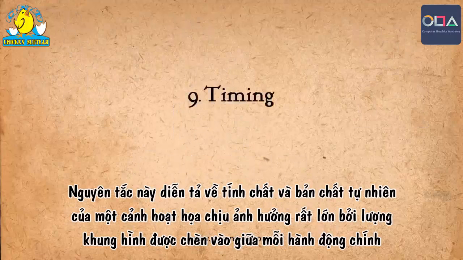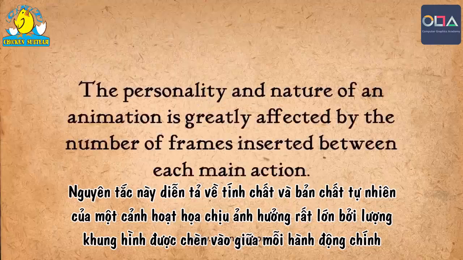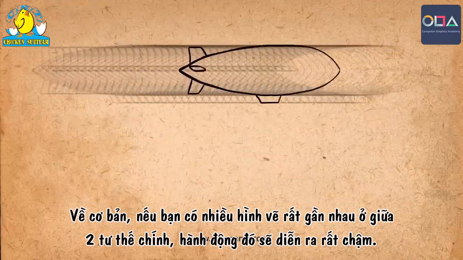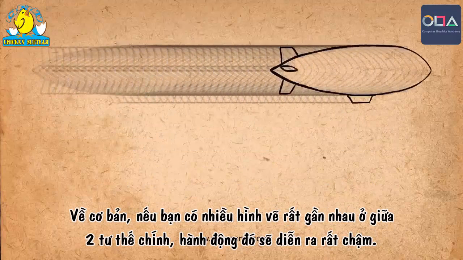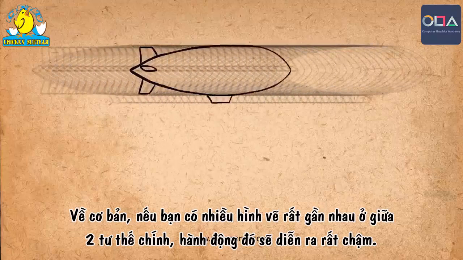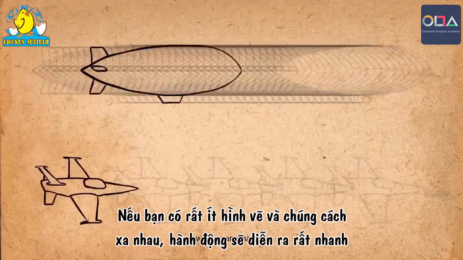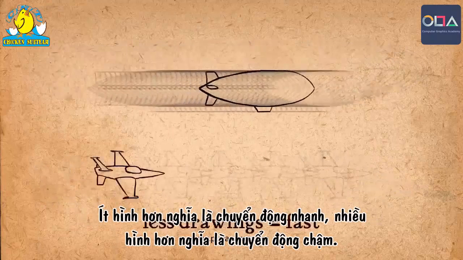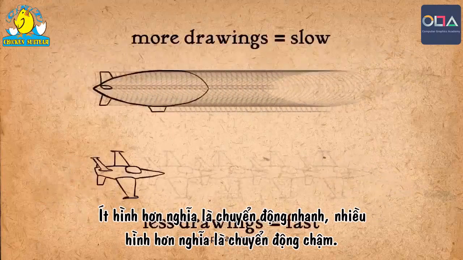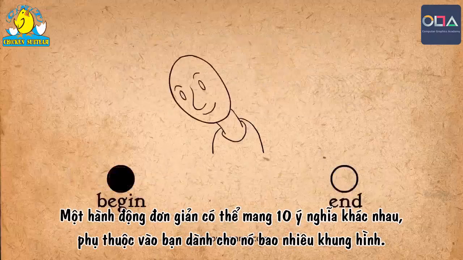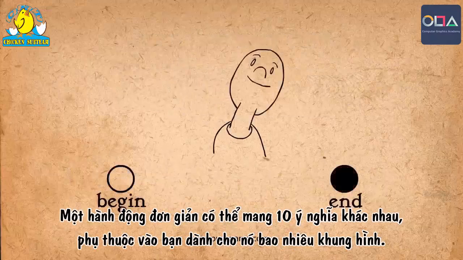Timing. This principle states that the personality and nature of an animation is greatly affected by the number of frames inserted between each main action. Basically, if you have many drawings that are very close together in between the two main poses, the action will be very slow. If you have very few drawings set far apart from each other, the action will be very fast. Less drawings means fast, more drawings means slow. One simple action can have 10 different meanings depending on how many frames you give it.